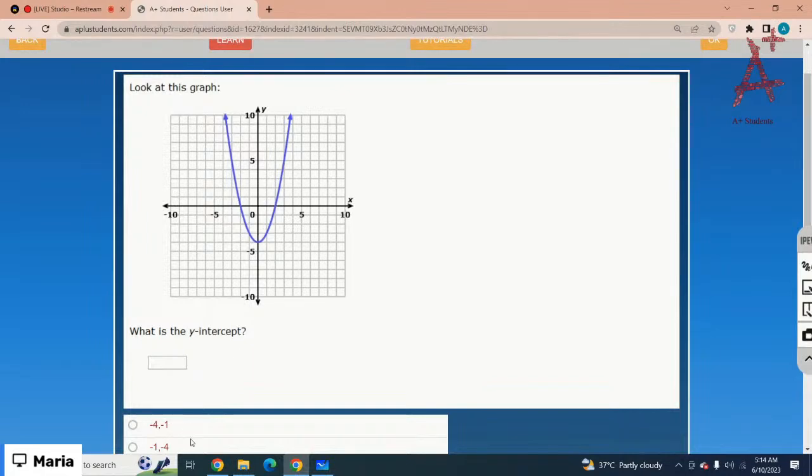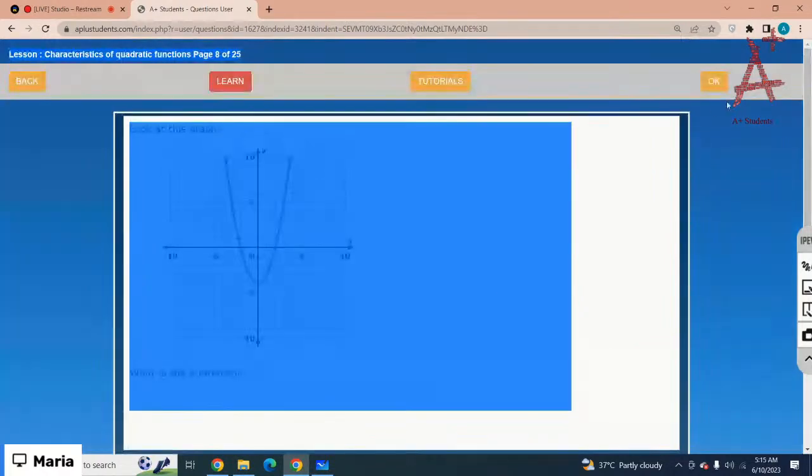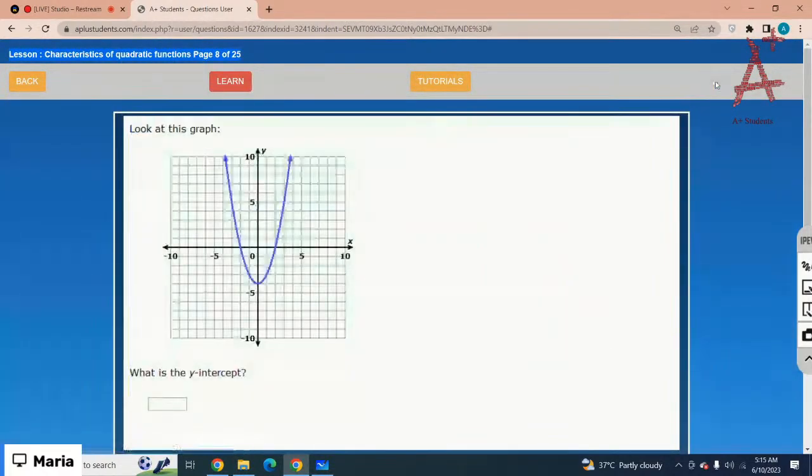Got it? But here the coordinates are given. They are the vertex, but they are not the correct option. It would be 0. Yes, here you have the correct option, -4. So just select the correct option, then click on the OK button.